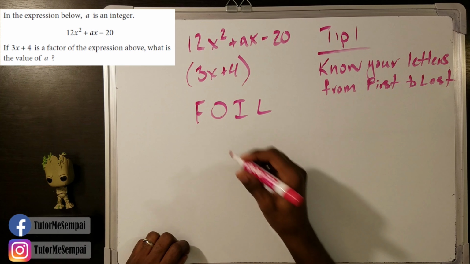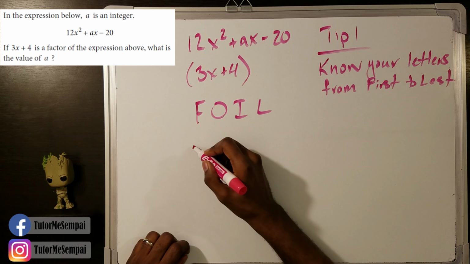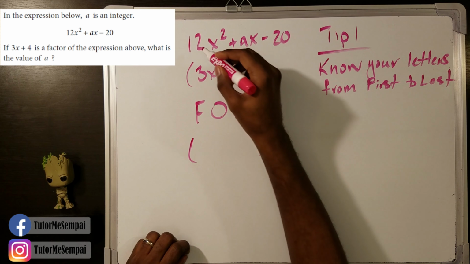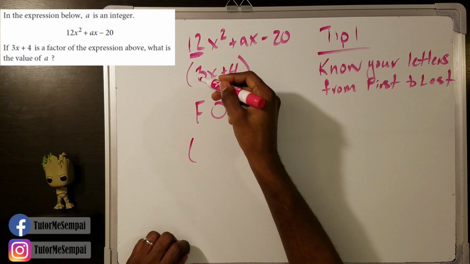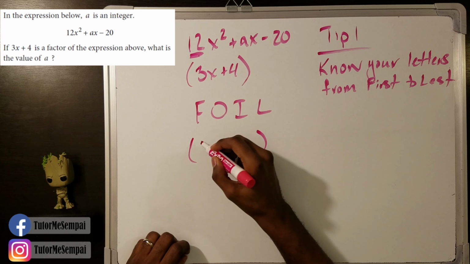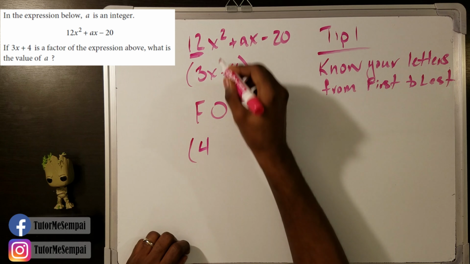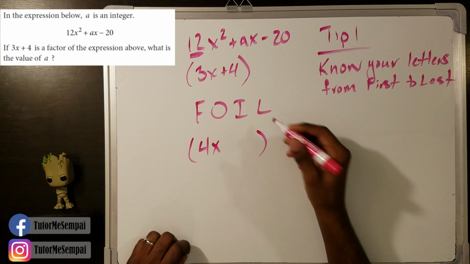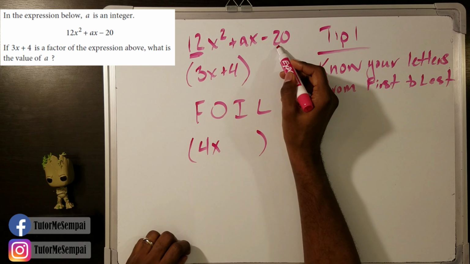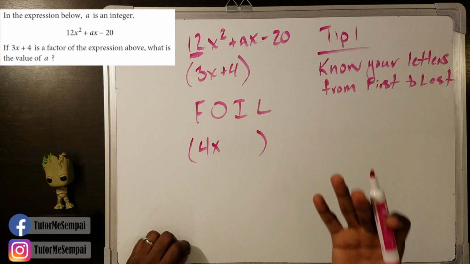From our FOIL, our first is going to have to result in something that equals this 12. Well, what times 3 is going to equal that 12? That's going to be a 4. Right? And it has to be an x squared, so this has an x, and this is going to have an x.